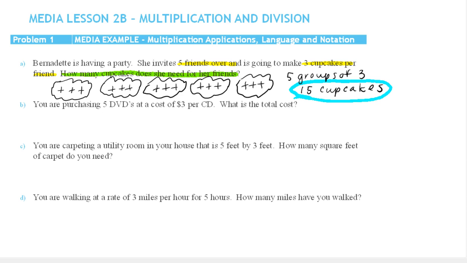So the next one says you are purchasing 5 DVDs at a cost of $3 per DVD. And we want to know what is the total cost. So now we can say, well, each DVD costs $3. So we need to add up $3 5 times.